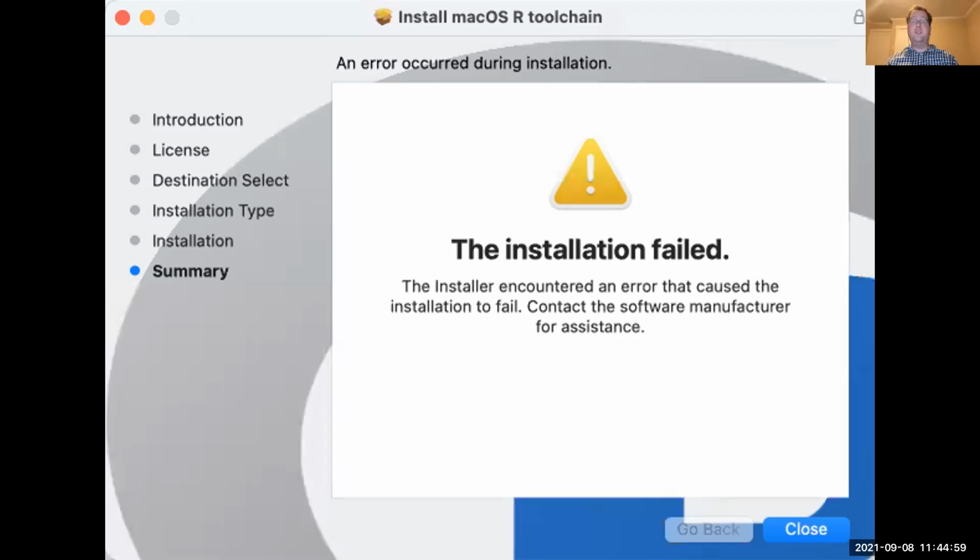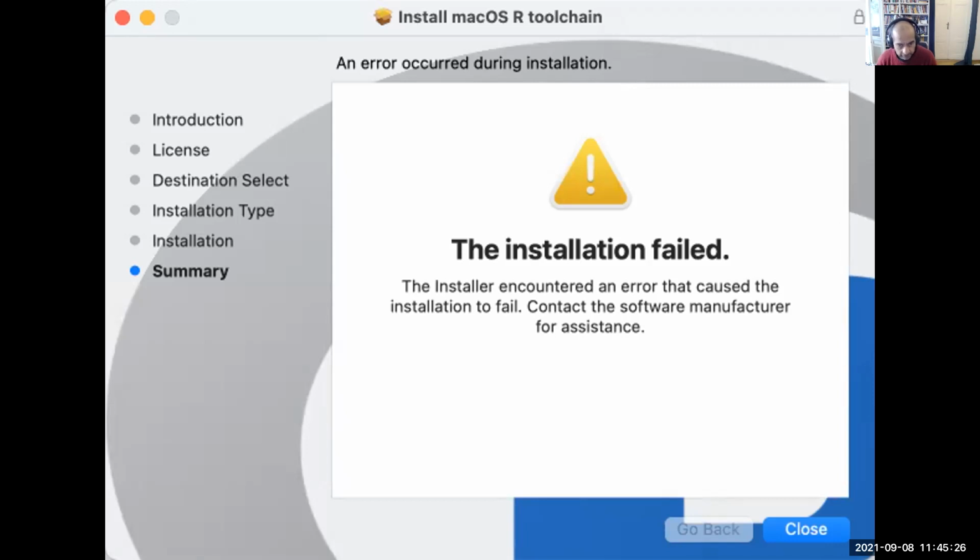I made you a co-host, so maybe you can try sharing your screen. Yes. So I just get this rather unhelpful message that says it encountered an error that caused the installation to fail. So I think what you're trying to install is the toolchain here, right? Yes. If I remember correctly, on the M1 chip, the toolchain will not install.